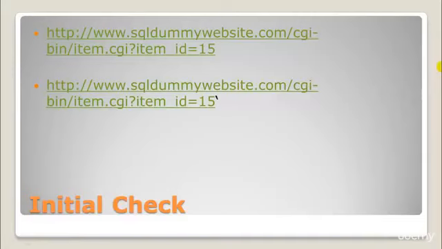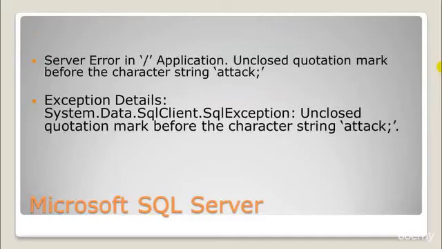Let's say you have searched a website using inurl:item_id=, and one of the search results shows you a website like http://sqldummywebsite.com/cgi/bin/item.cgi or something like that. You just need to add a single quotation mark at the end of the URL, and just to ensure, it is a single quotation mark, not a double quotation mark. So now your URL will become something like sqldummywebsite.com/cgi/bin/item.cgi?item=15'.